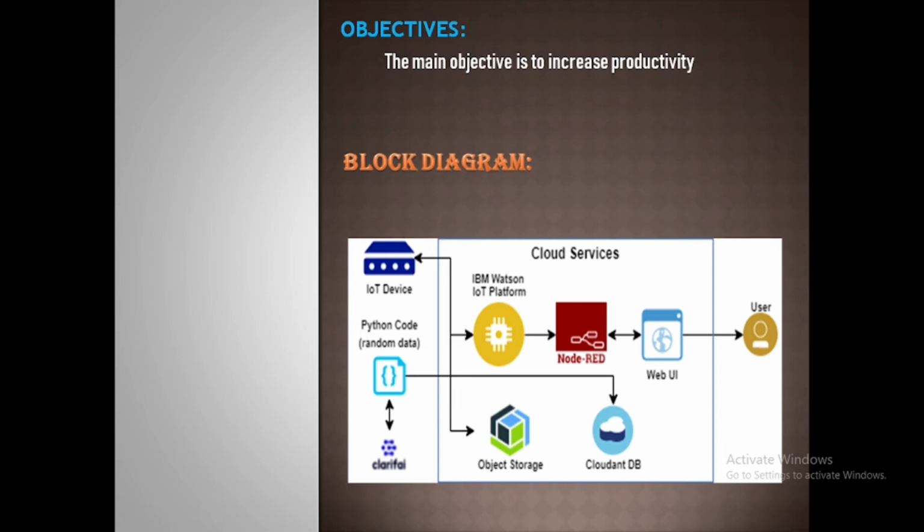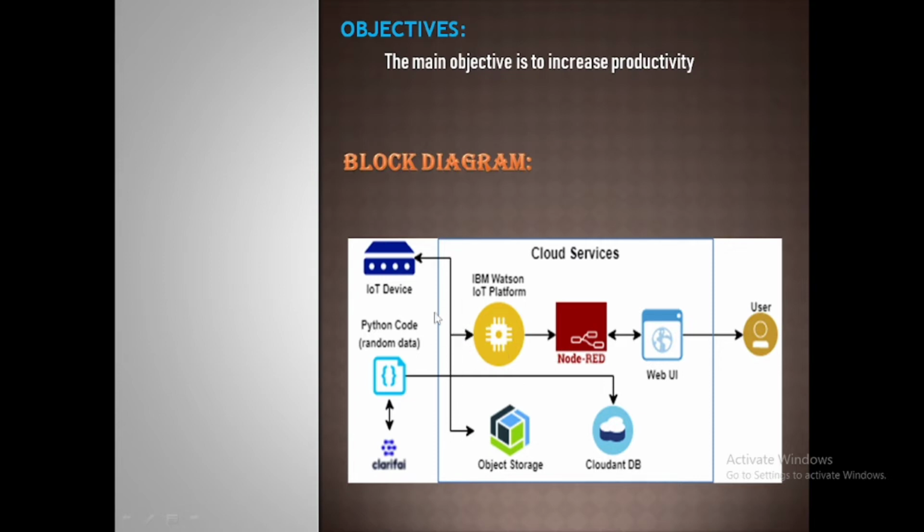The main objective of our project is to increase productivity and to protect the crops from animals. And this is the block diagram of our project. The main aim of the project is to detect the animals and birds. Once detected, the image is sent to the classifier service, which can detect whether it is an animal or not from the image it captured. The image is stored in object storage, and the image URL of that image is stored in a cloud database.